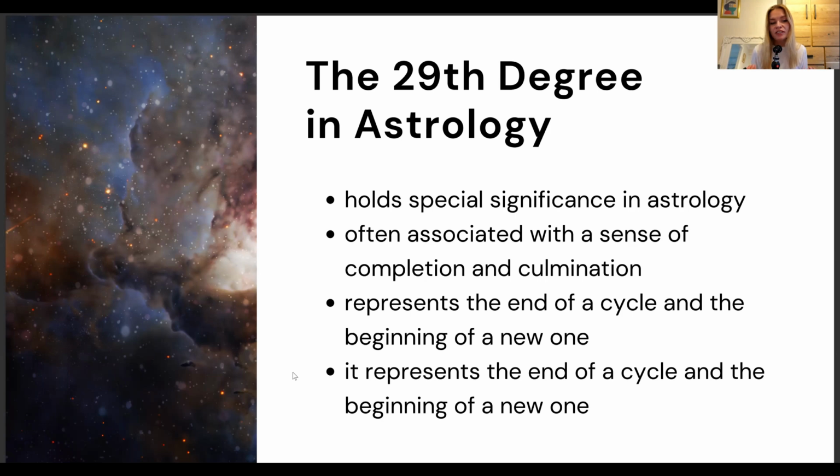Now, the 29th degree is often associated with a sense of completion, a culmination. And here I'm thinking about Pluto in Capricorn at 29 degrees very soon. We are finishing this major cycle that started in 2008. So there is a sense of completion, a sense of culmination as we move into this new era, this new major cycle. And the 29th degree represents the end of a cycle and the beginning of a new one.